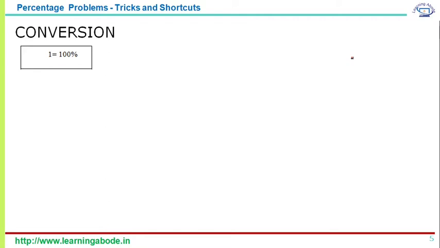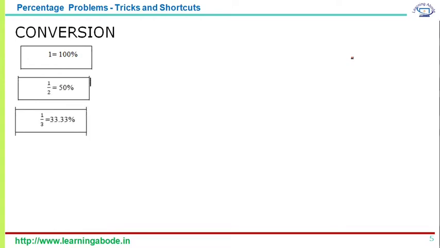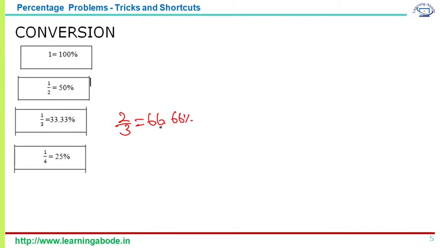For example, when you look at 100 percentage, you should treat it as 1. When you look at 50 percentage, you can see it as half, or when you look at half, you should remember it as 50 percentage. Both ways are very important. 1 by 3 is 33.33 percentage, a popular fraction and percentage equivalent. 2 by 3 is 66.66 percentage, also important. 1 by 4 is 25 percentage, 3 by 4 is 75 percentage, also important.